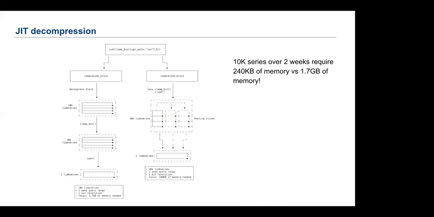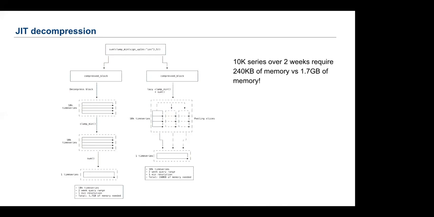So the approach on the right shows another way of doing it. When we see an operation like clamping, we don't apply it right away. We add it to our execution graph, and we keep doing that until we see something like a sum. We know sum is an aggregation operation, so it's going to reduce the size of our data.